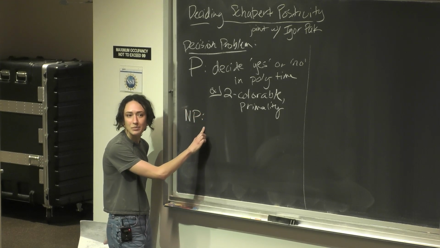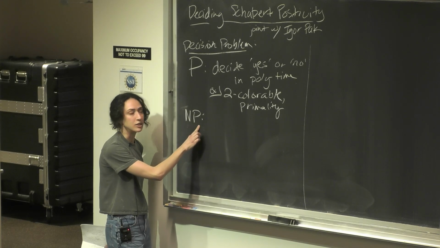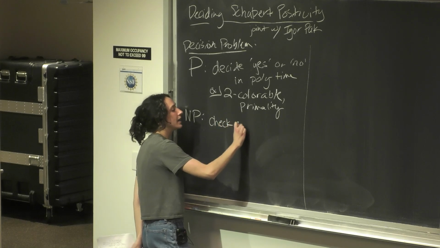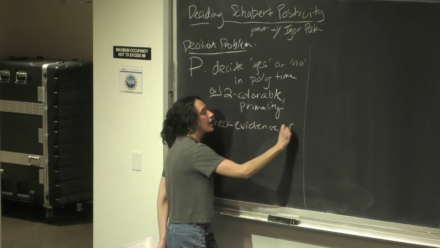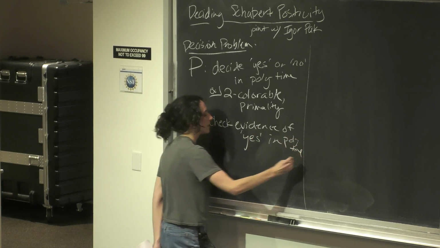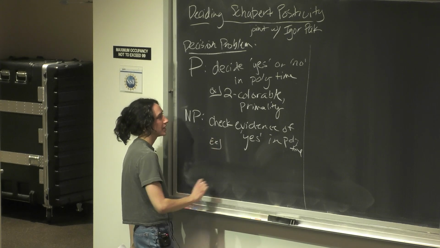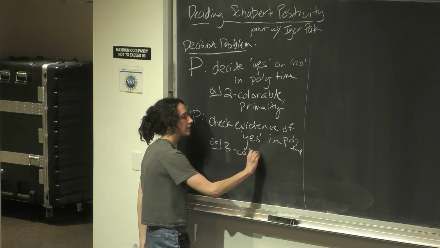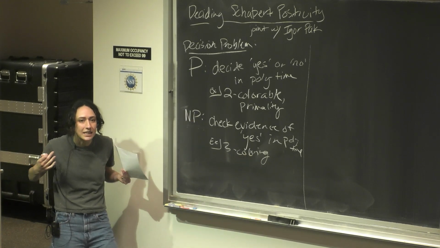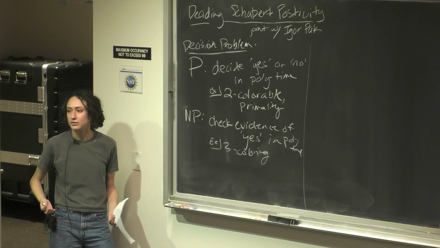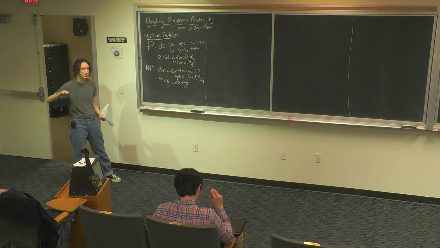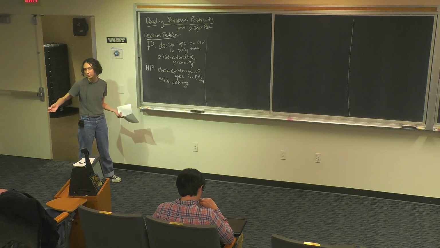We could look at NP. This is non-deterministic polynomial time. What this is, we want to check evidence of a yes answer in polynomial time. So what do I mean by that? I'll give an example, 3-coloring. If I have a graph and I want to know, does there exist a 3-coloring of this graph, then you can just hand me a proposed 3-coloring, and in polynomial time, I can check that it follows the rule of a 3-coloring for my graph.